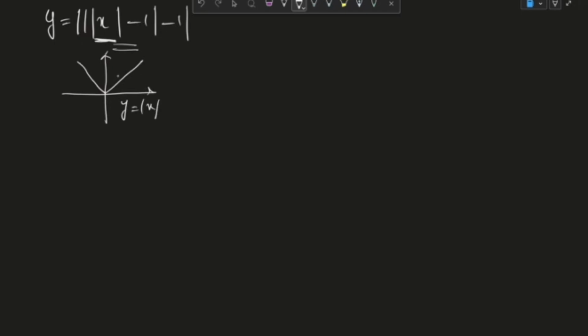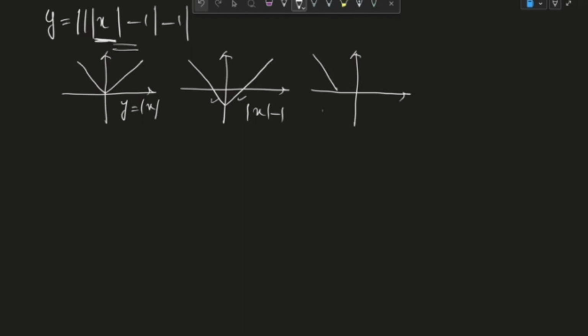Now mod x minus 1, so it is basically shifted 1 unit downwards. So this will be mod x minus 1. Doing it step by step, okay? Please observe. Now mod x minus 1 whole mod. So basically the parts, this and this, which are below the x-axis will go upwards. It will be like this. This point was minus 1, so basically this is point 1. This is minus 1, this is 1. This is our mod of mod x minus 1.